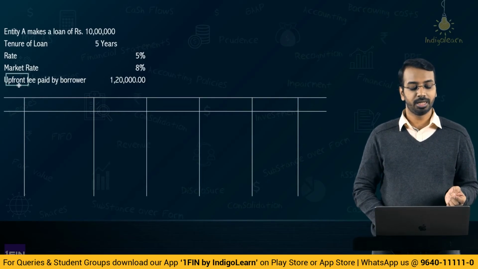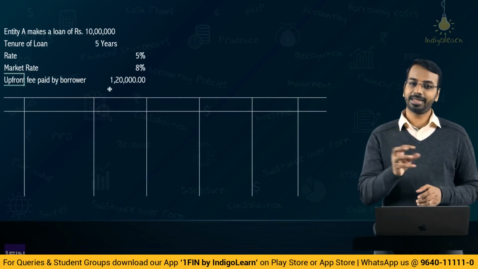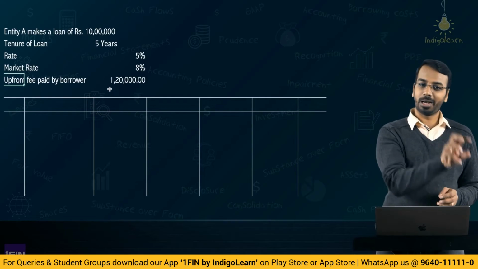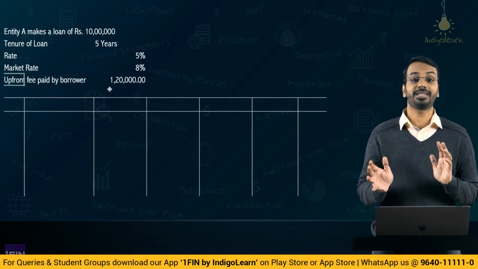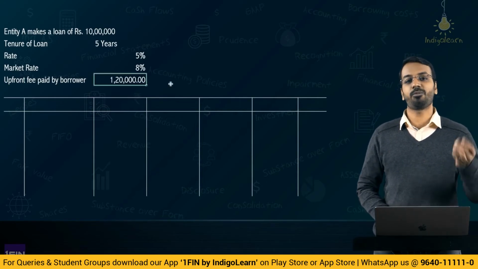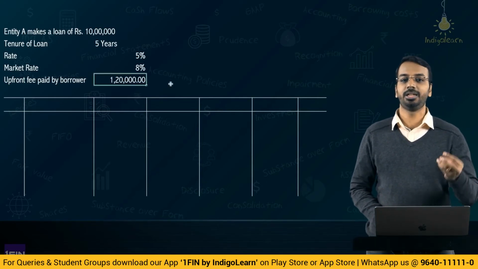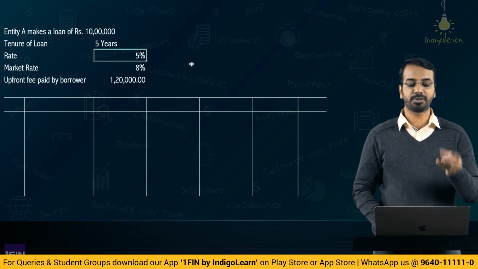Now if you see here, there is an upfront fee paid by the borrower, 1,20,000. So the entity gave a loan of 10 lakhs, from that 1,20,000 is given back to the entity itself. So these are the ways in which transactions can be structured. If you don't apply Ind AS, you would say this entire 1,20,000 is the gain for the year in which the loan has been sanctioned, and on the remaining amount you keep on charging 5% rate of interest.